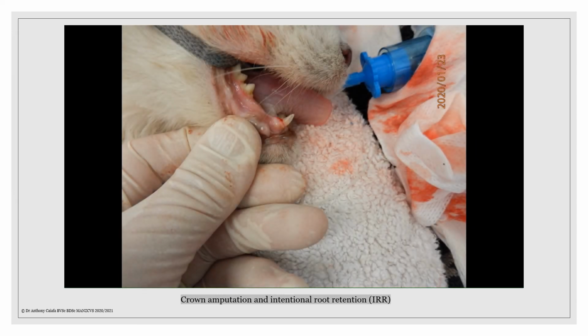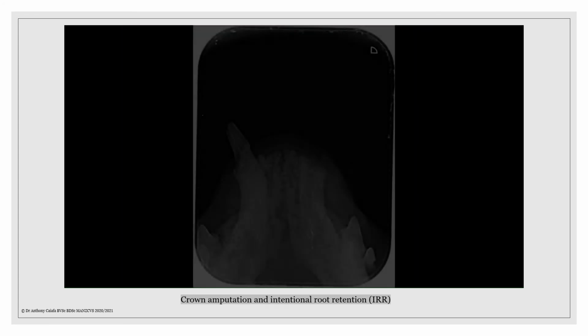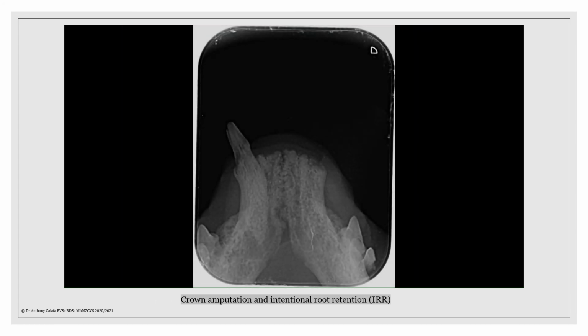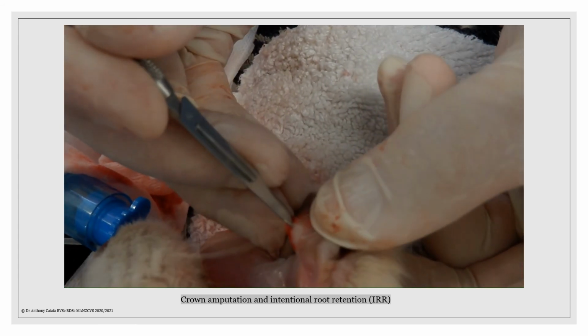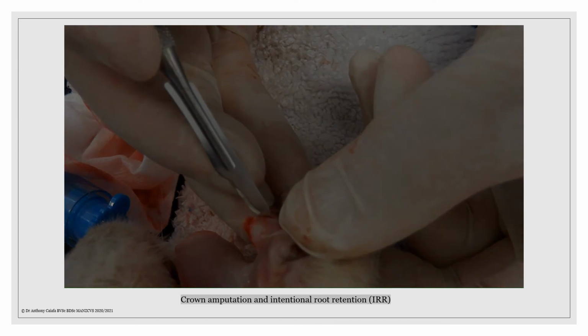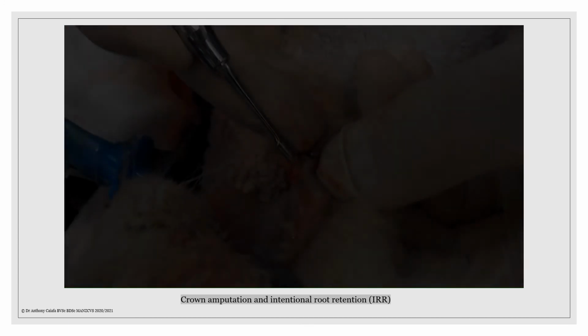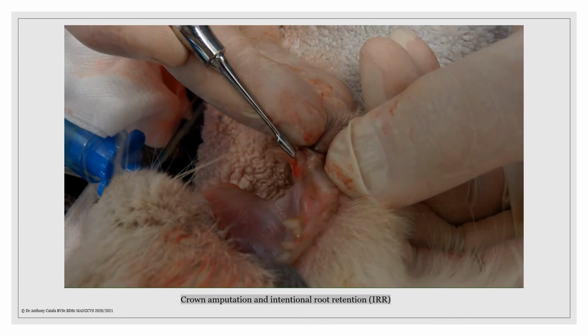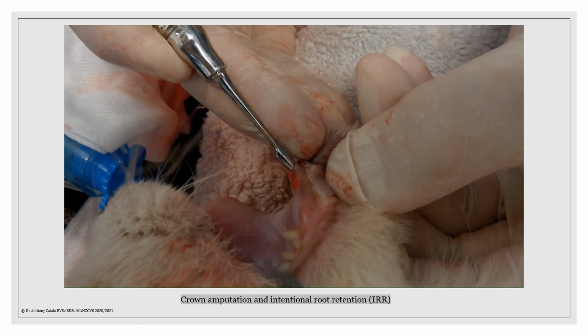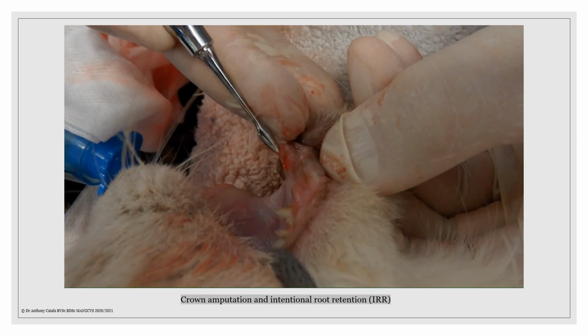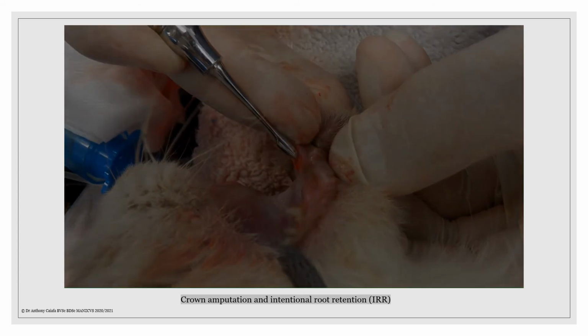So here we have a short video on a crown amputation and intentional root retention on the cat in the previous slide. So you have a tooth 404. We're raising a flap around the tooth, just a simple releasing incision on the mesial side. We're raising that flap now to expose the underlying bone.